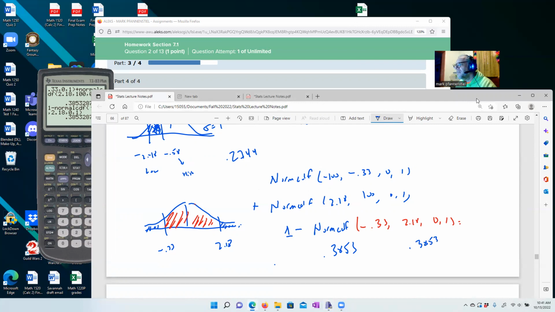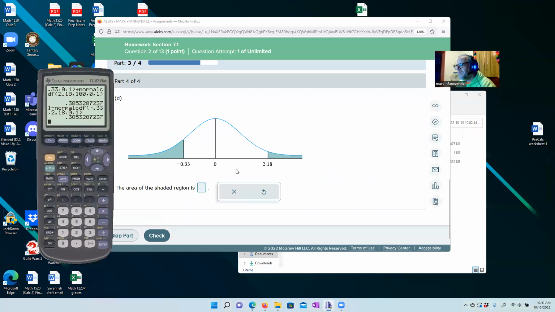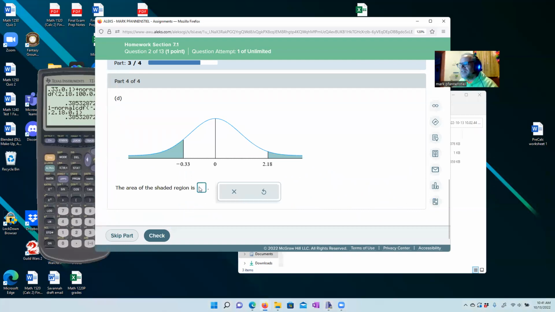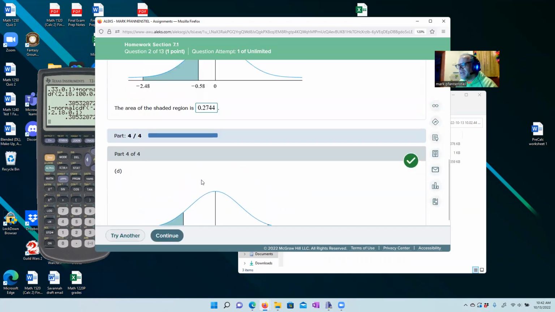It's up to you to decide how you want to do this. So this was 0.3853, and that's all we have to do with that. It's completely up to you which way you want to go. Whichever way feels right to you, pick that way. We got our little green dot and we're ready to go on.